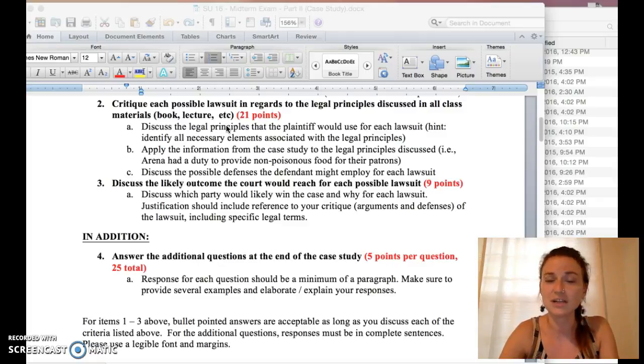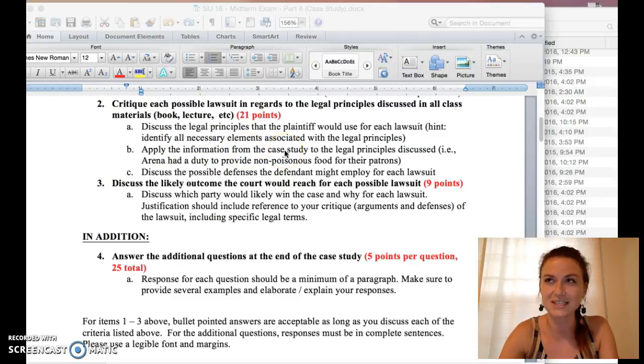Same thing with assault and battery. Those have 3 legal principles. For assault: intention to harm, reasonable apprehension of immediate harm, and lack of consent. And then defamation, that has 4 elements. So I will be looking for those specific 3 or 4 legal principles that are associated with that legal complaint. Identify the right terminology. And then next you'll apply the information from the case study.